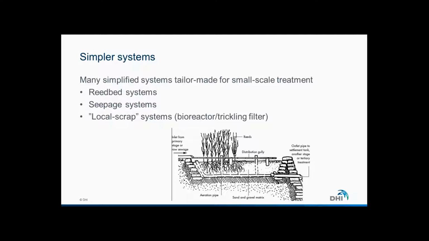And then you can also make very simple, I call them local scrap systems, where you actually make a bioreactor by crushing water bottles and use that as a trickling filter, where you in no time will have a biology that will actually break down the organics and some of the nutrients. In principle, something that can be established in any village at village level using local material.